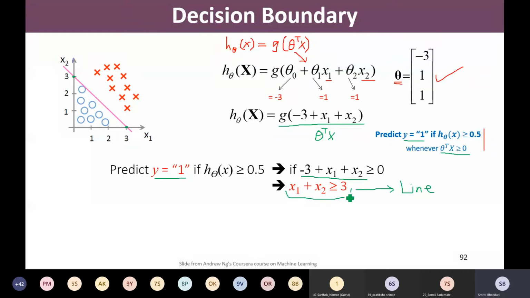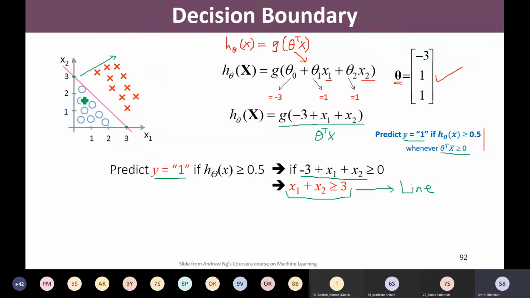So, if I am having such kind of a line, then what I stated is I am going to predict y equal to 1 if h theta x is greater than or equal to 0.5. And this has provided me with this expression, x1 plus x2 is greater than or equal to 3. So when this expression is satisfied, we have drawn a line that satisfies x1 plus x2 equal to 3. If I move on with the values of x1 or x2 beyond this, in this region I'll be having x1 plus x2 greater than or equal to 3.